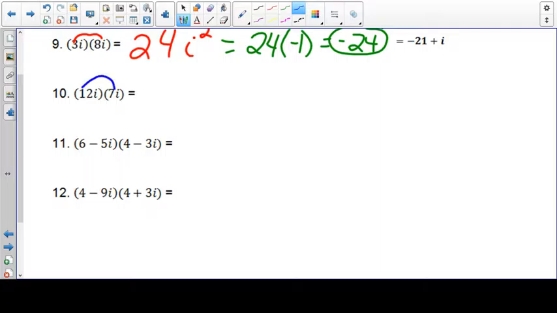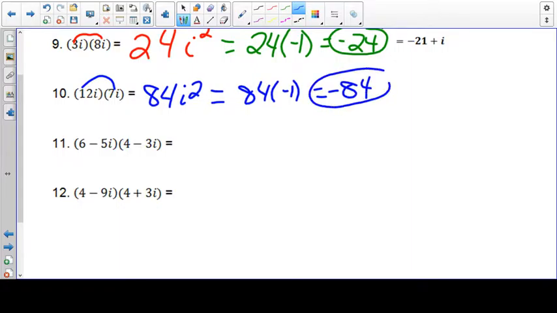Okay, I have 12 times 7, which gives me 84. i times i, which gives me i squared. i squared is equal to -1, so I replace it with the -1. And then I have 84 times -1, which is -84.